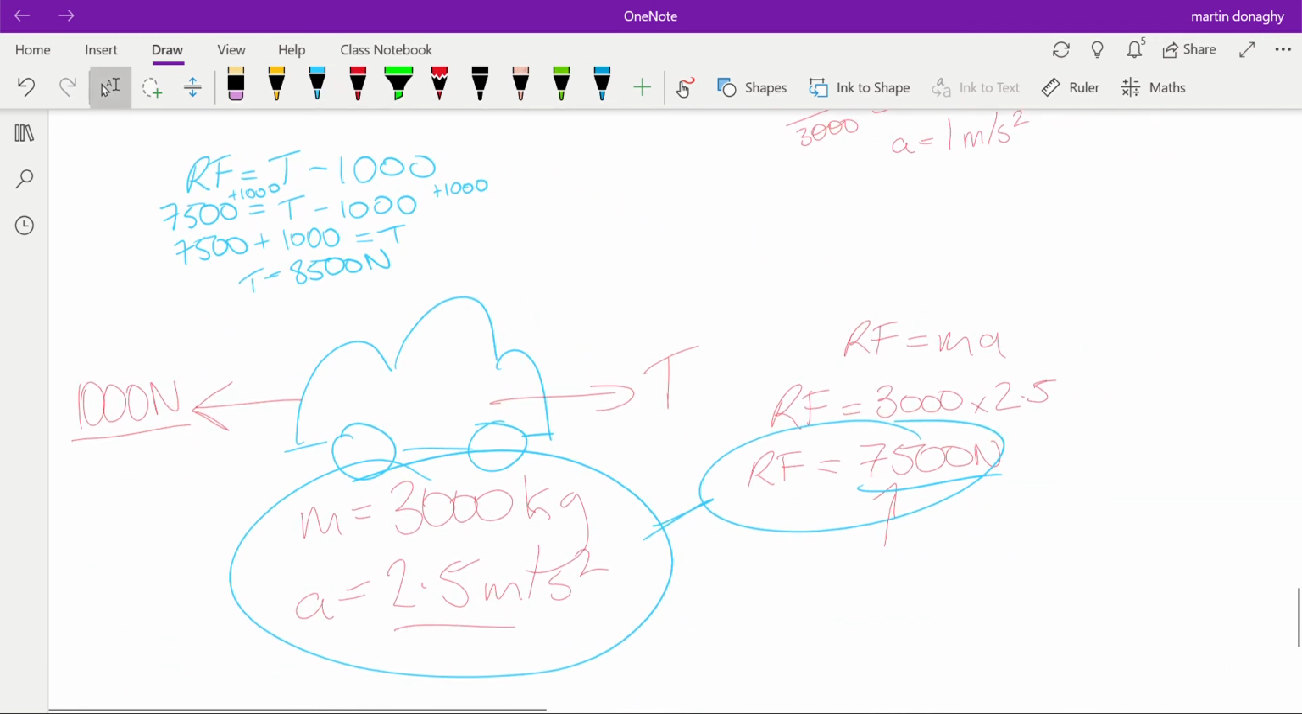Put that into your system of forces and just make sure that it works. So if this is 8,500 forwards, backwards force of 1,000, the resultant force will be 7,500, which is what's required to produce that acceleration.